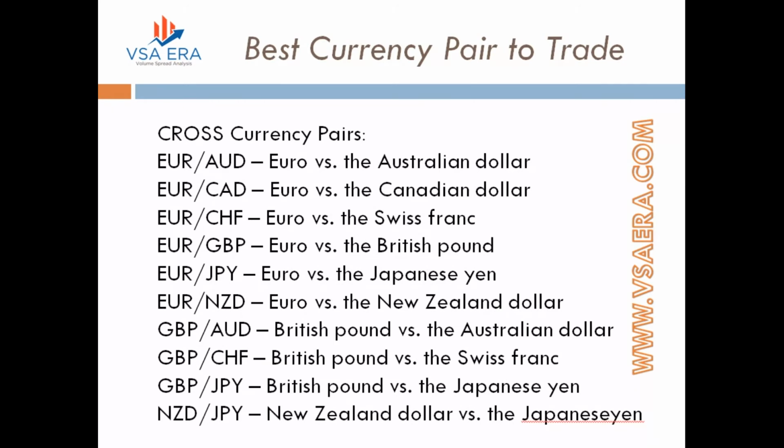There are many other cross currency pairs. Some brokers are providing more than 40 cross currency pairs. Euro Australian dollar, Euro CAD, Euro Swiss franc, Euro GBP, Euro Japanese yen, Euro New Zealand dollar, Pound Australian dollar, Pound with CHF, Pound with Japanese yen, and also New Zealand dollar with Japanese yen.